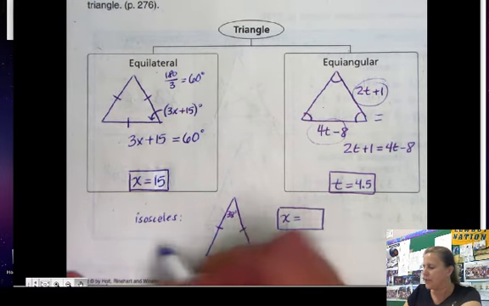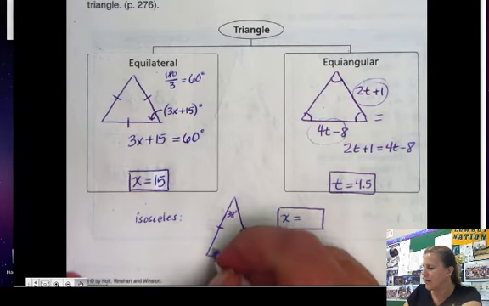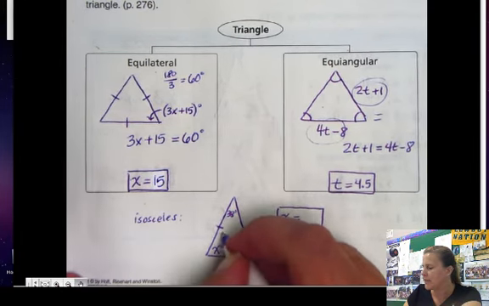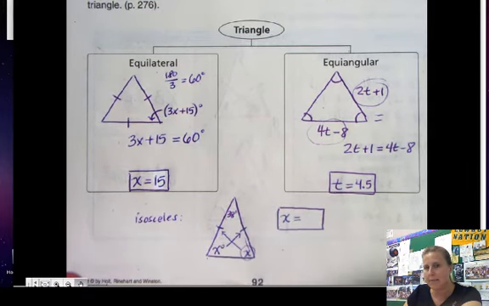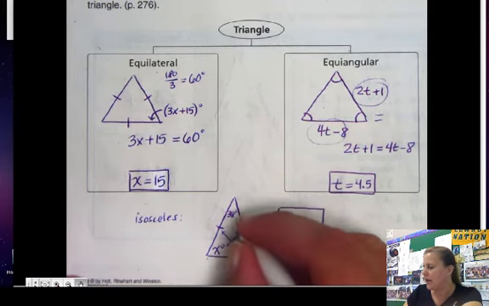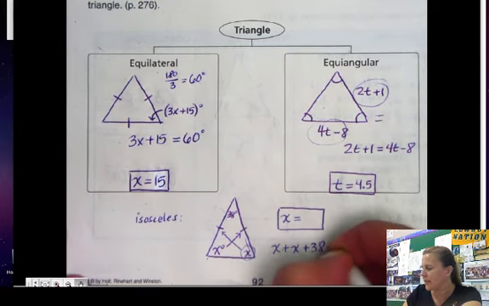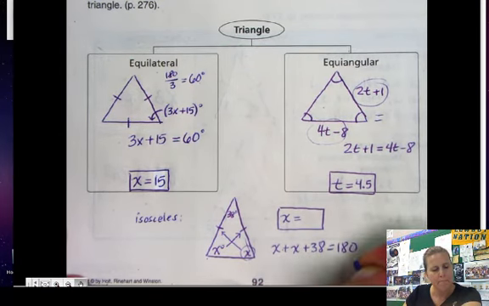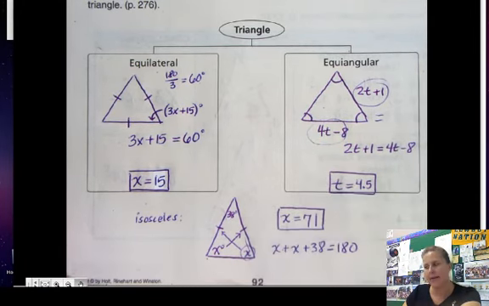Now, let's do one more example here. If this is isosceles, this is x. This one also has to be x because it's across from the two congruent sides. So that means that all these three add up to 180 degrees. So x plus 38 equals 180. And if I figured that out, then I would find out that x would equal 71.